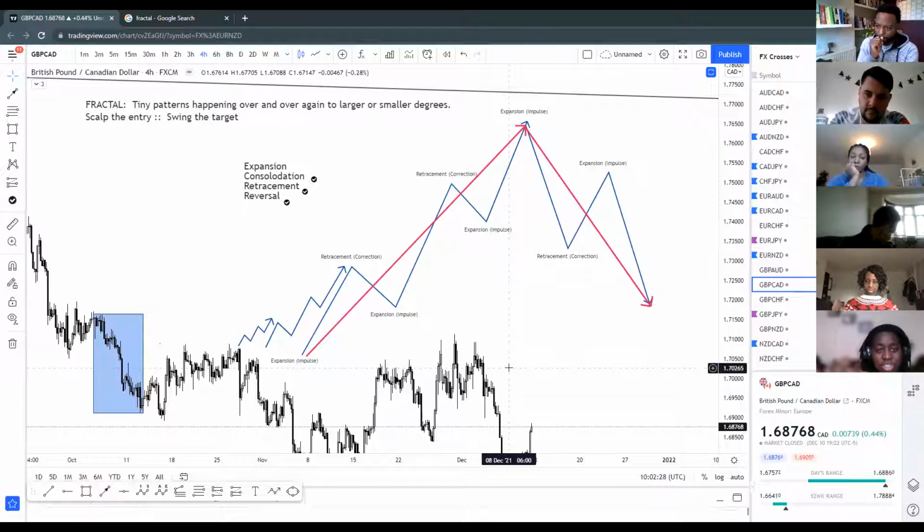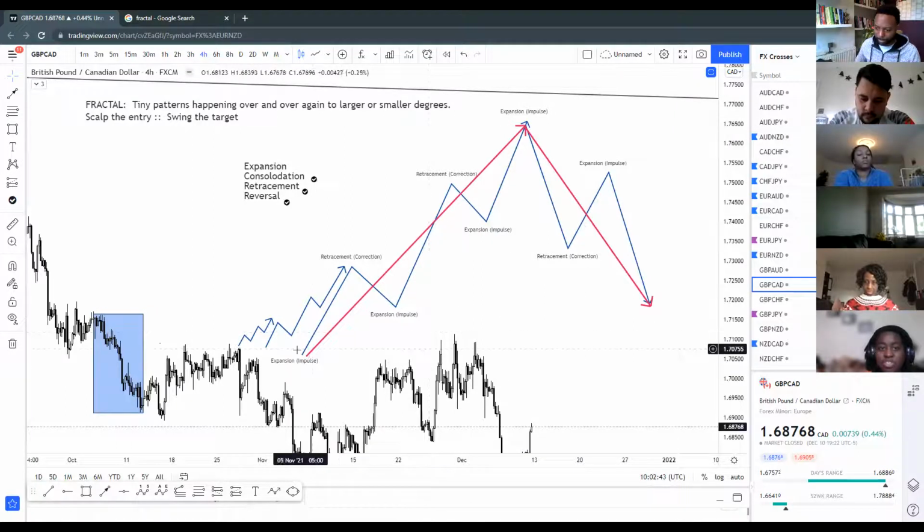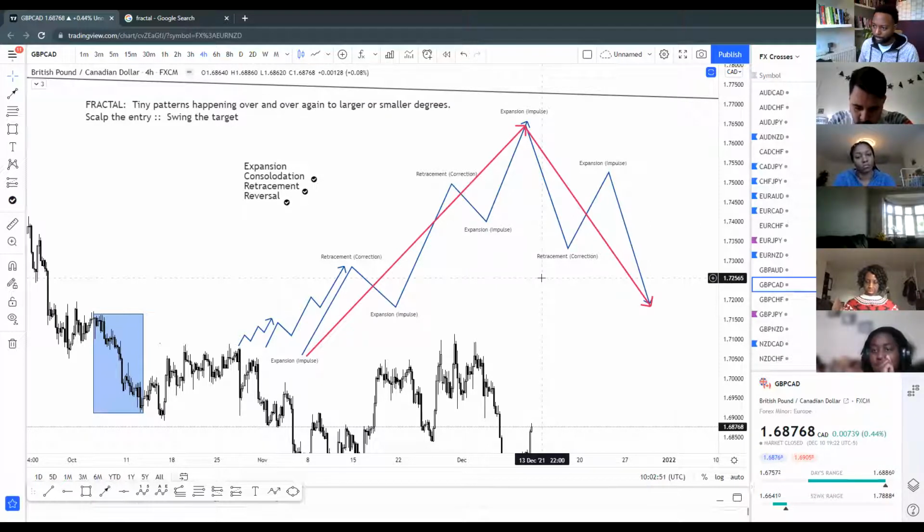This is really good, because it's very clear. The daily, with that massive expansion, goes all the way up and then it comes down with its impulse. Looking at the 4 hour, with the expansion and retracement there, that retracement correction, is that also a break of structure?